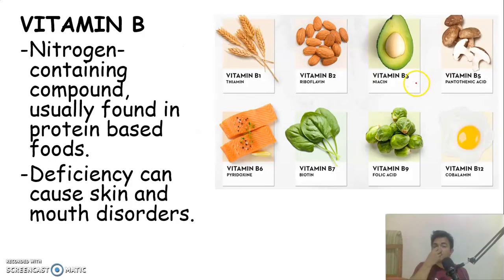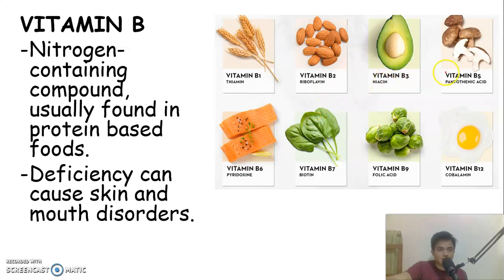Number two, vitamin B. This is a nitrogen based compound, which means most of this can be found by consumption of meat. There are a lot of disorders that can be experienced if you are lacking vitamin B.